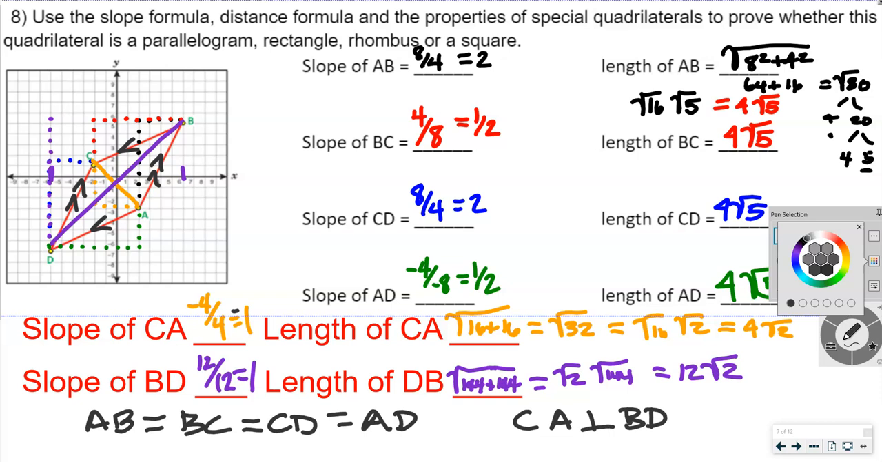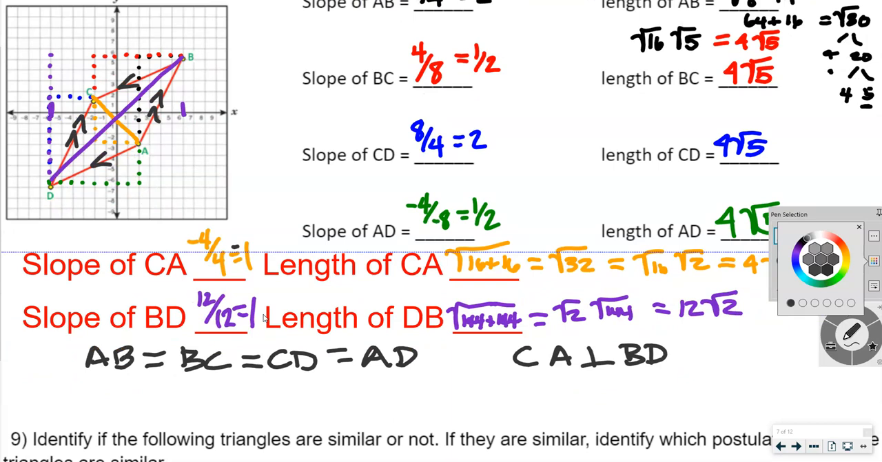But what do you notice about the lengths? The lengths of the diagonals are not the same, right? So it can't be a square, because if it was a square, then the lengths would be the same. If it was a square, the slopes would be perpendicular, right? Okay, so this is a what? A rhombus. Because all four sides are congruent and the diagonals are perpendicular.